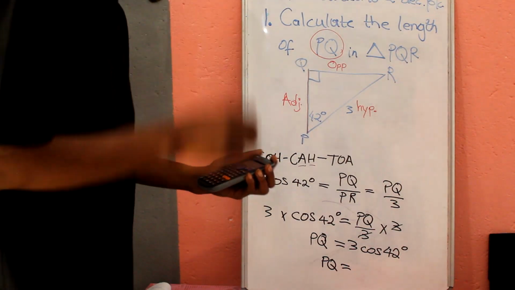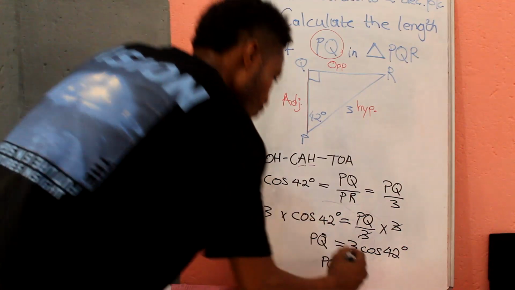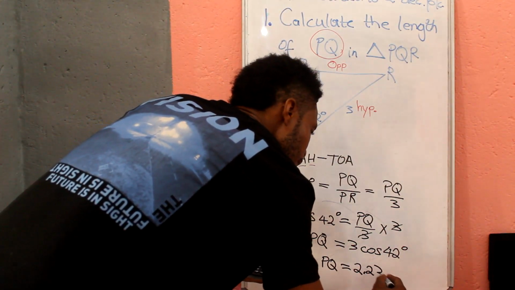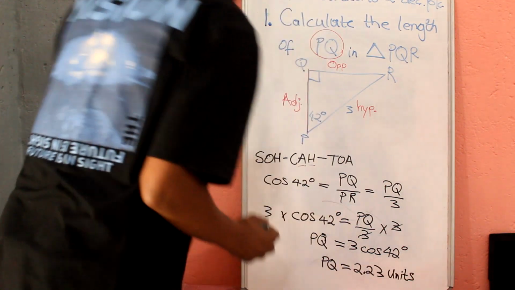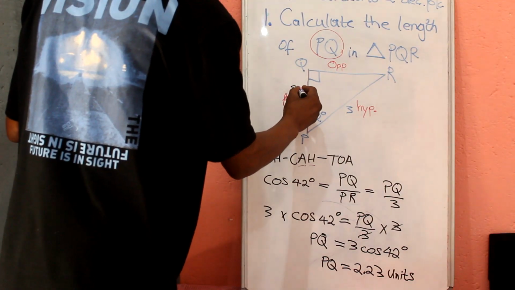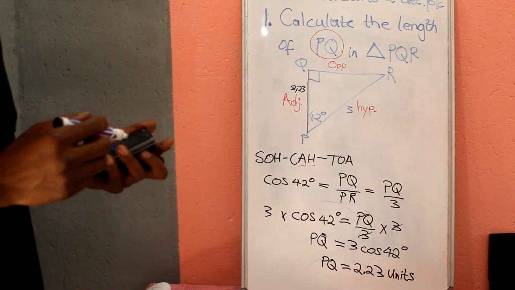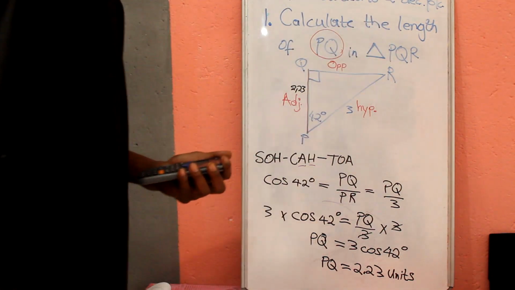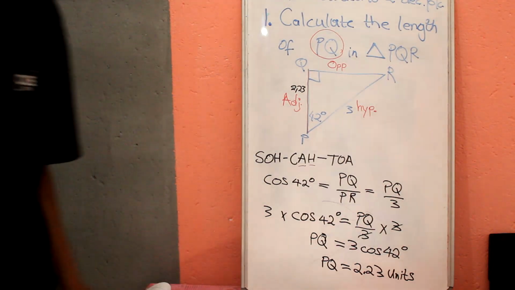So rounded off to 2 decimal places would then give me an answer of 2.23 units. So this is going to be 2.23 units, as required by the question to leave it in 2 decimal places. I hope you understood that one.